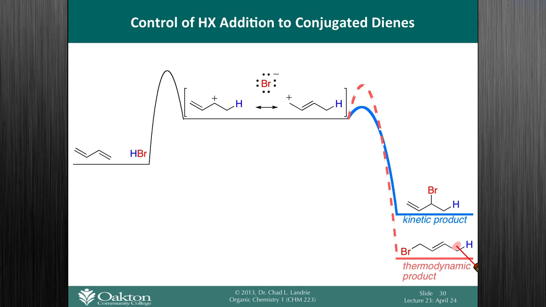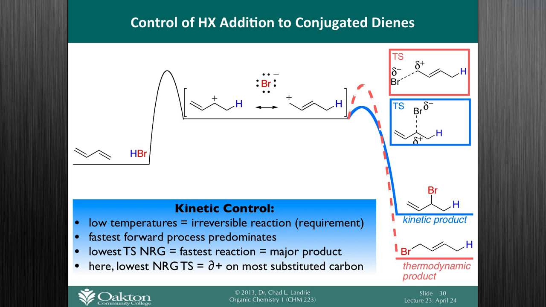What determines the course of this reaction depends on the conditions. Under kinetic control, when we have low temperatures and the reaction is irreversible, the intermediate will go through the pathway that's the lowest in energy. In this case, the blue line shown here. That occurs when bromide adds to carbon 2. The question is, why is that a lower energy pathway than when bromide adds to carbon 1?